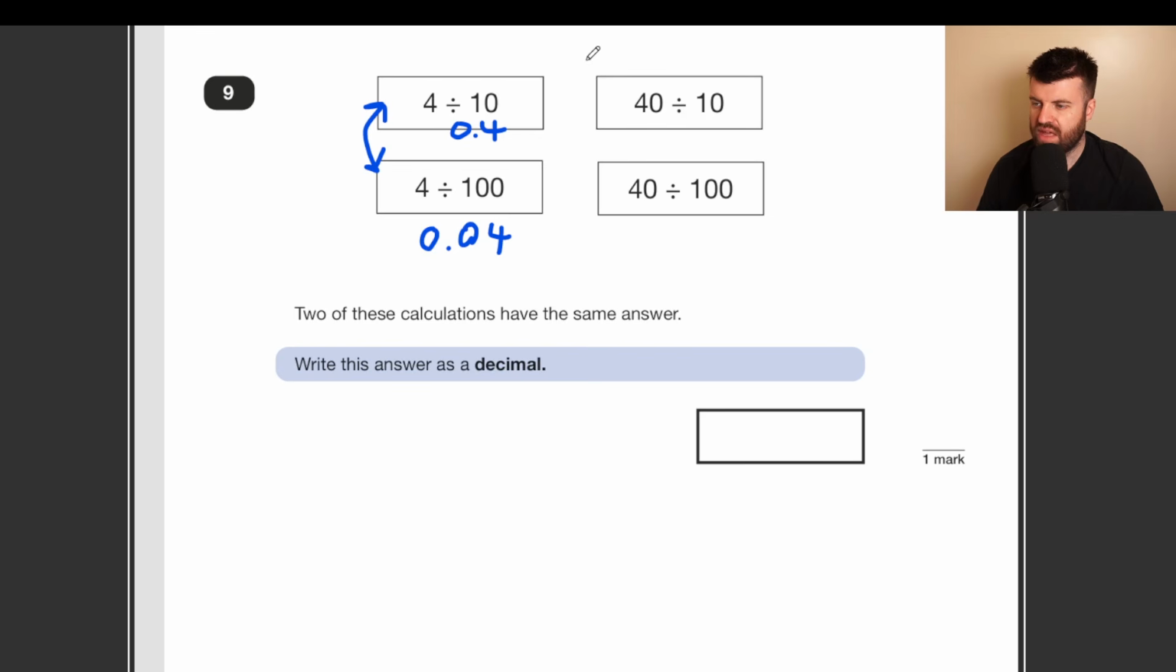Excuse my writing. 40 divided by 10, that's 4. So all 3 of these are different so far. What about this last one? 40 divided by 100, shift it down 2 places, we get 0.4. So these 2 have the same answer. Luckily for us, we've already done the hard work of writing as a decimal because that's how we figured it out. 0.4 is the answer.